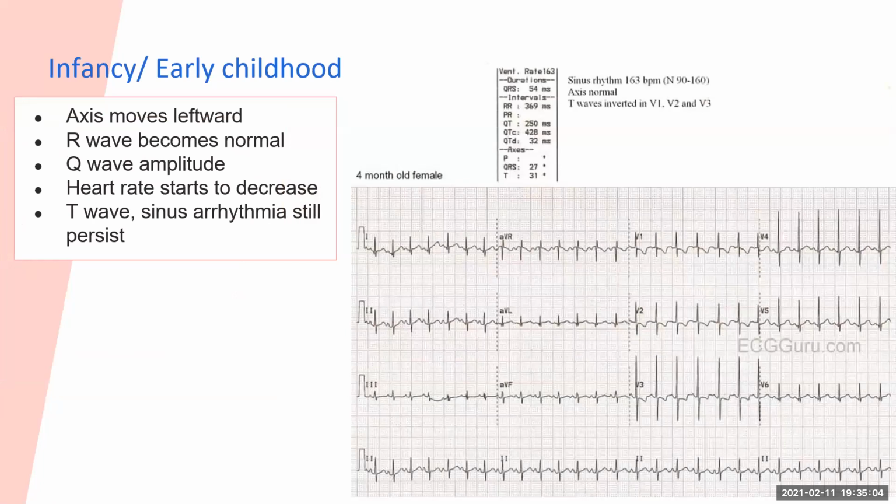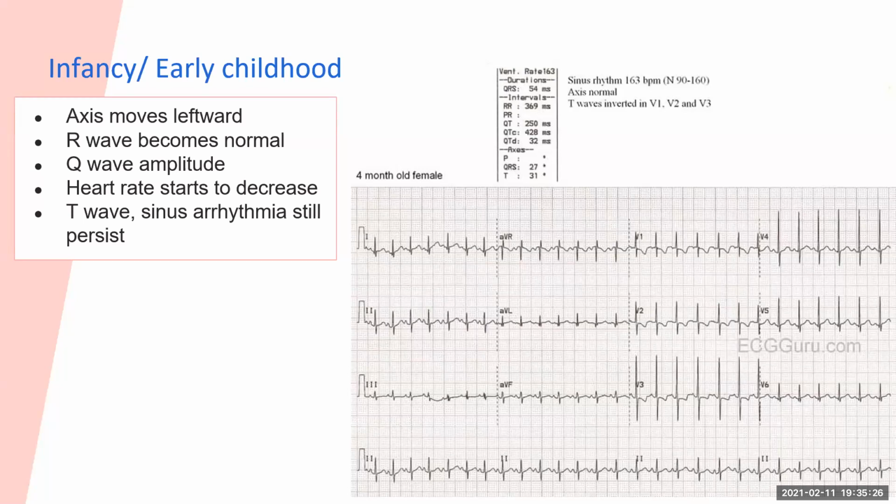During infancy or early childhood, the axis is moving towards the left side, the R wave started to become normal, and the Q wave started to have amplitude. The heart rate started to decrease, but the T wave and the sinus arrhythmia may still persist.